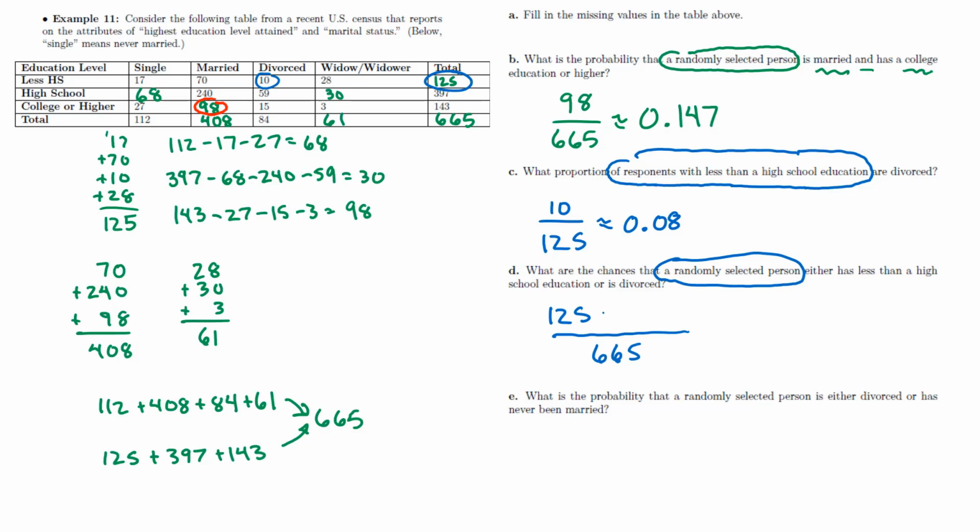All right, how many people are divorced? Again, how many out of the total are divorced, right? Not out of the high school education, but how many out of the total are divorced? Plus 84, right?